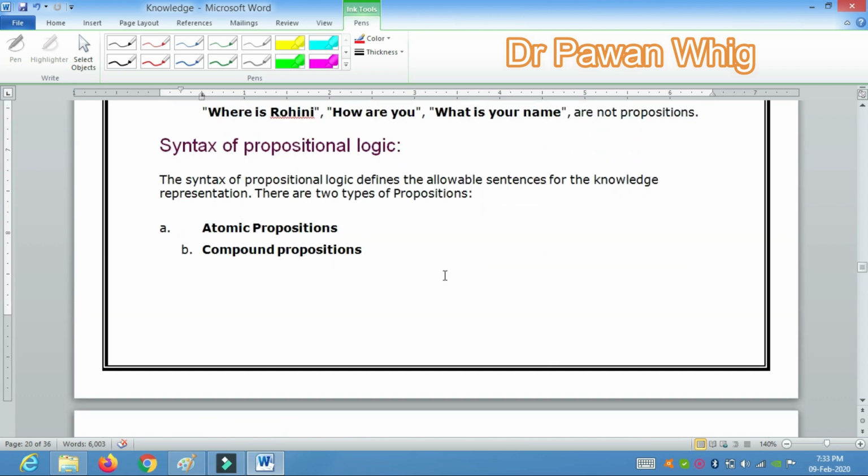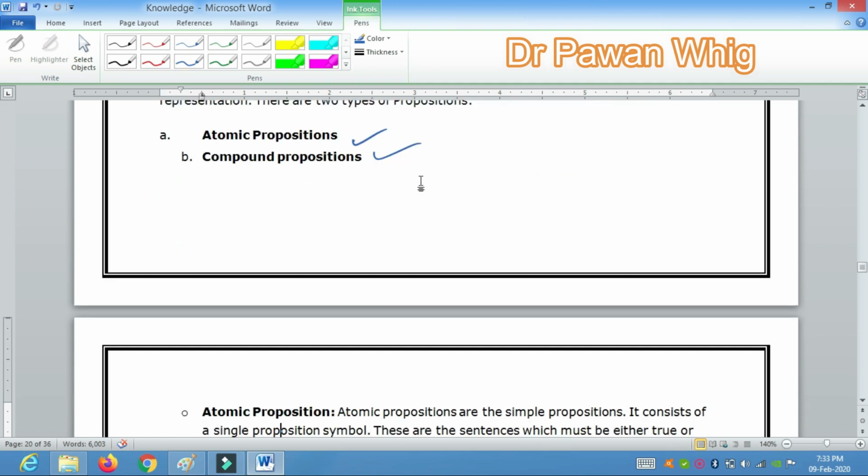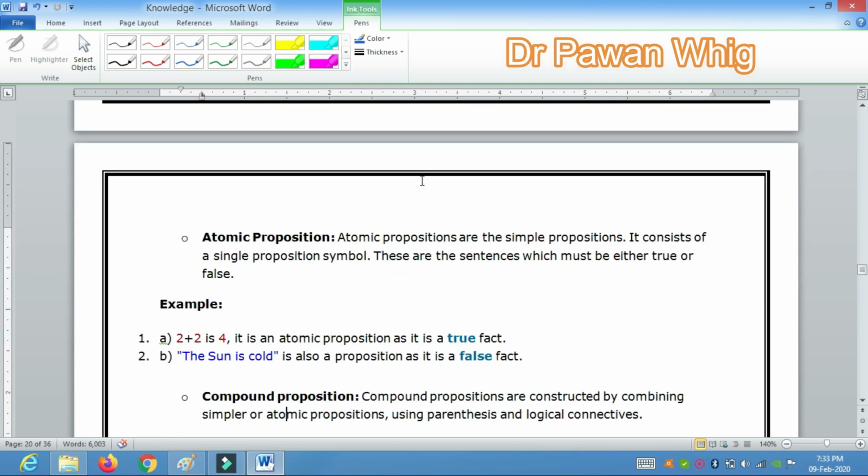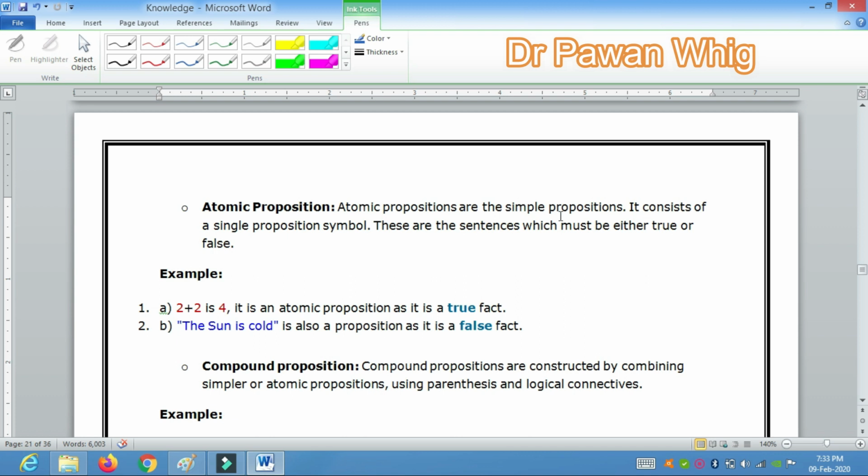Now move forward to the syntax of propositional logic. This is very important. The syntax of propositional logic defines the allowable sentences for knowledge representation. These are of two types: number one is atomic proposition and another one is compound proposition. Basically, an atomic proposition means a proposition which is simple and having an answer in the form of true or false. That is what we call atomic.